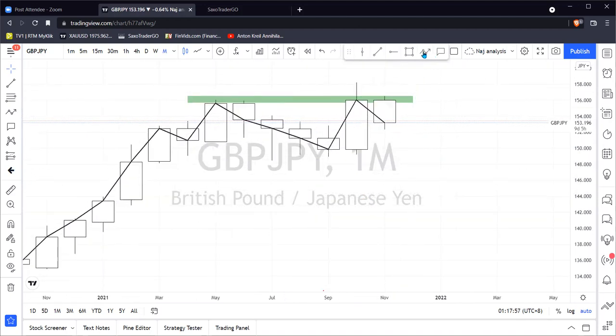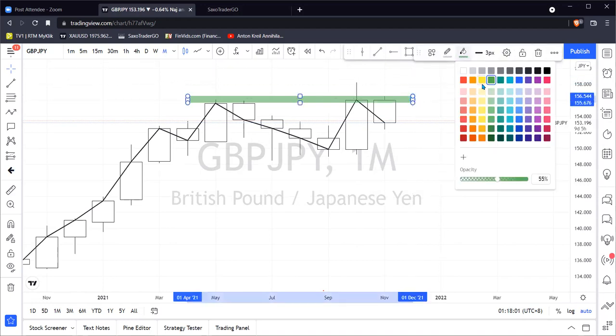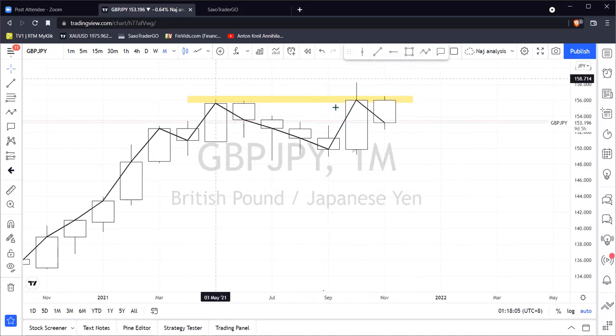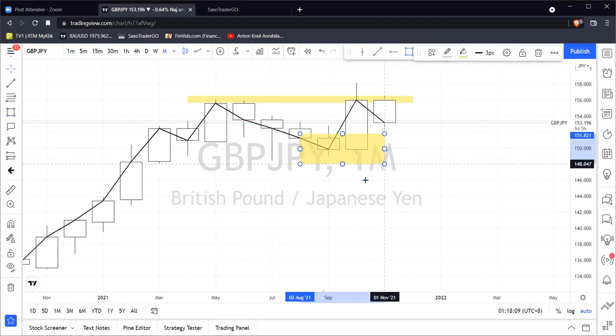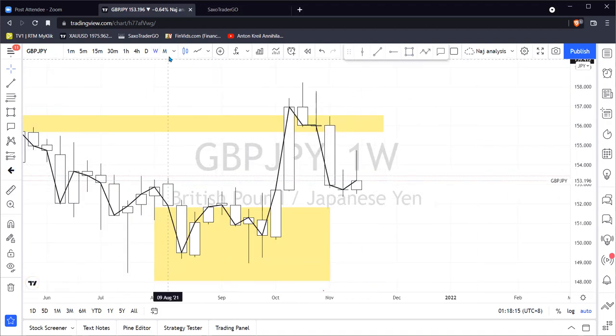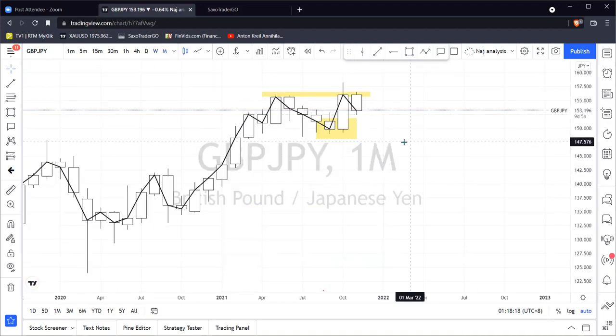So now this is monthly. I'm going to mark this in yellow. Right now, looking here, we would expect a retracement. So monthly, weekly. And one more thing, guys, I want you to use this as a habit.